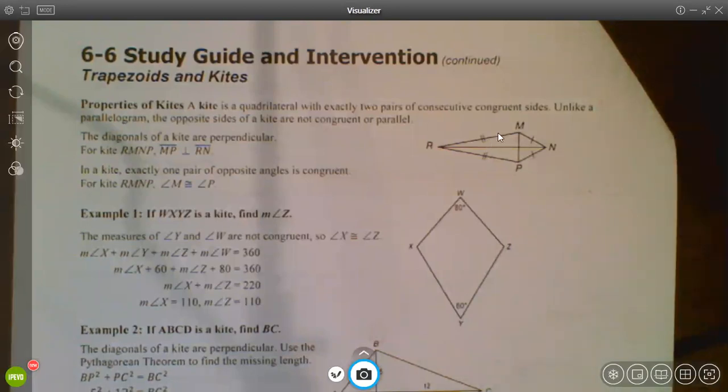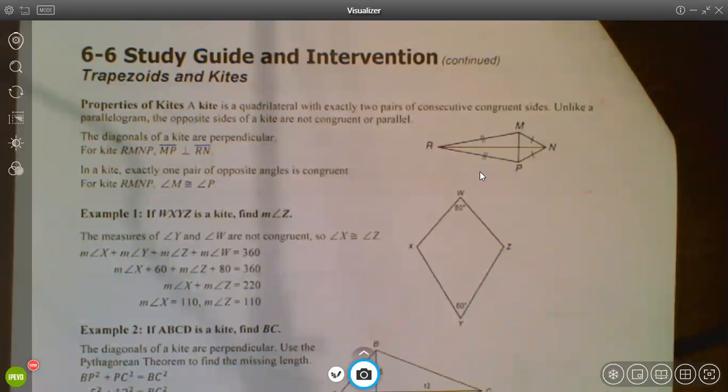This guy, unlike the parallelogram, and it's funny, they make a big point in here about saying that it's not a parallelogram. So it definitely has different properties. You remember in a parallelogram all the opposites were equal: opposite sides are equal, opposite angles are equal. Well, within a kite, it's more of the consecutive sides, the ones that are next to each other.